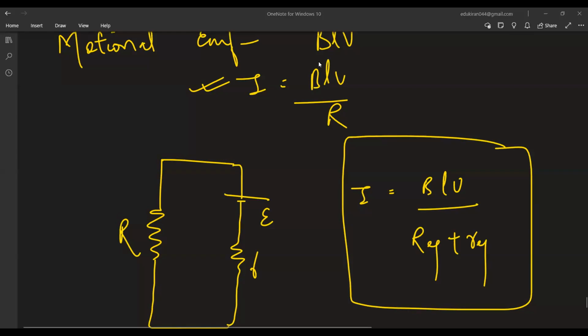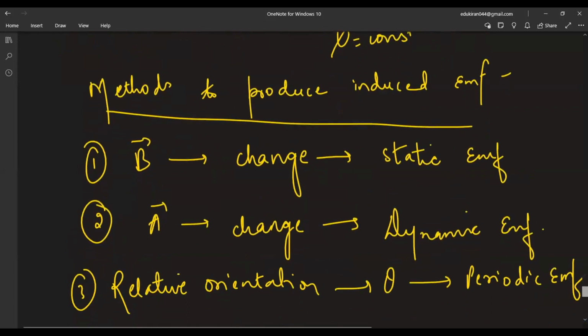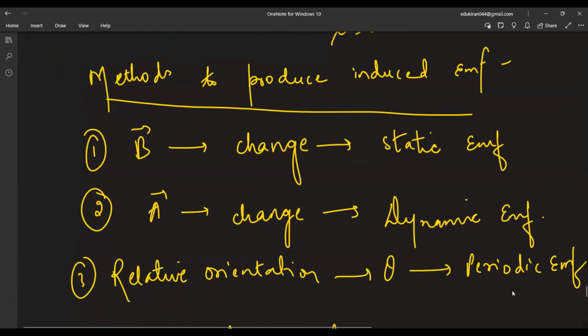Yes, so in the last class, we had completed motional EMF, right? Now, methods to produce EMF also we had seen: magnetic field, area, and relative orientation. These three things I have told you. One more thing, this is not just for your JEE part, this is for your CBSE also. This question can be asked to you separately.